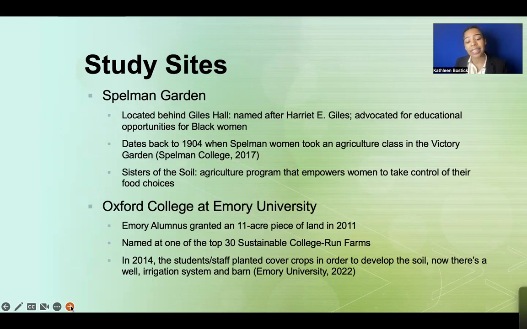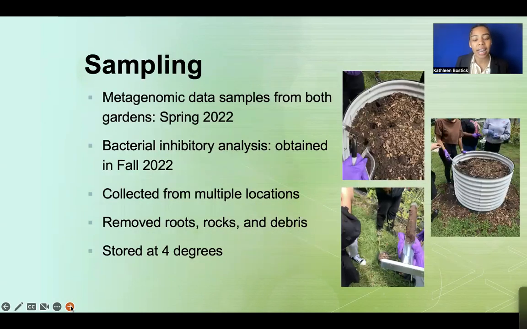Now, as I said before, the study sites in this investigation are Spelman Gardens as well as Oxford Gardens at Emory University. And Spelman Gardens dates all the way back to 1904, so it's very rich in history. Compared to Oxford College, this garden at Emory University really only dates back to 2011. And only in 2014 did it reach its full capacity of being used. So being able to use this helps us understand the context and the history in multiple timelines.